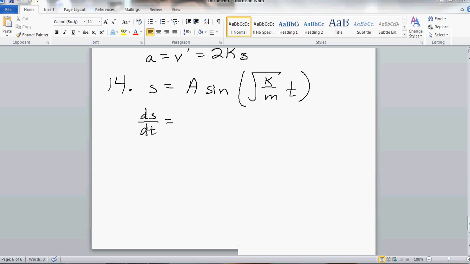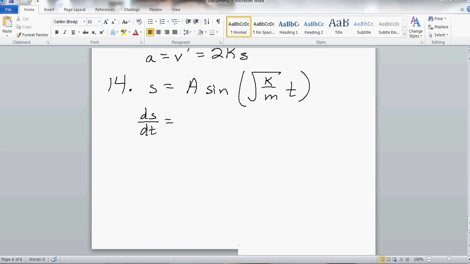Well, this one does require the chain rule, because what we have is the sine of an expression of t. Now, if this were just t, it would be pretty simple. It would be a cosine t, and we'd be done. Fairly simple. But what we have to do is treat this whole thing, the square root of k over m, as a number, and all we need to do is find the derivative.